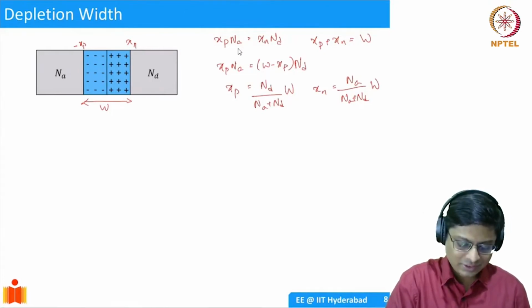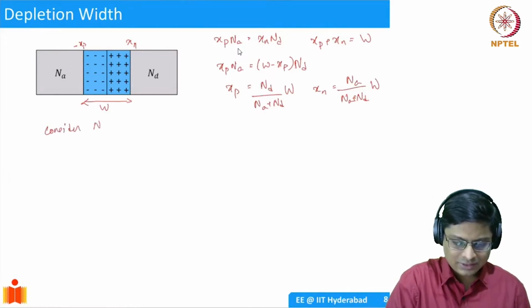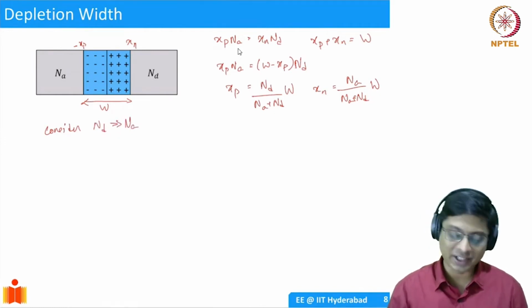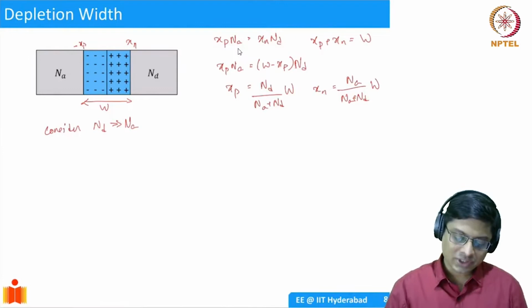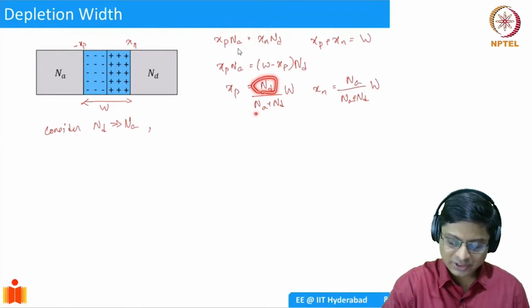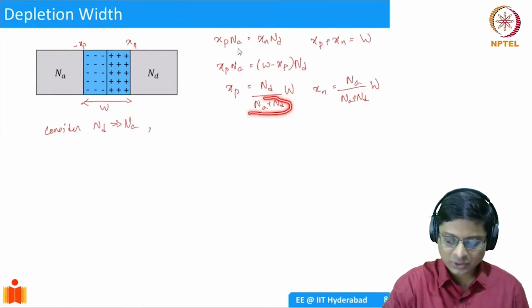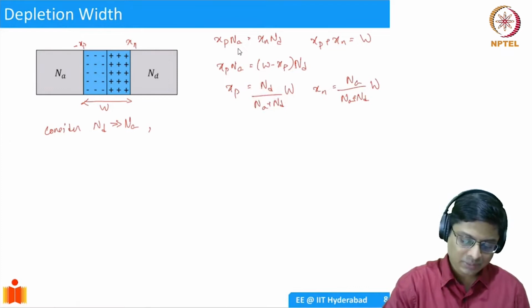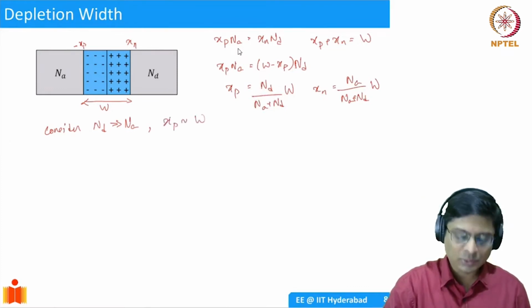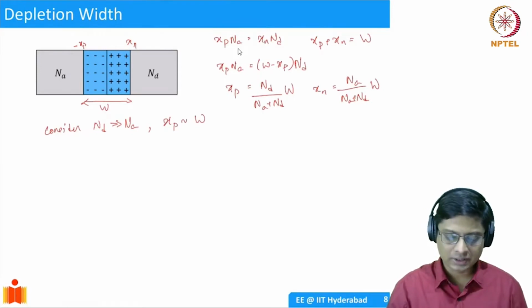Let's consider Nd much greater than Na. What would you expect? What does the formula tell us if Nd is much greater than Na? If Nd is much greater, then Na is not going to be significant. So this is going to be almost equal to Nd. So xp is going to become almost equal to W, right?